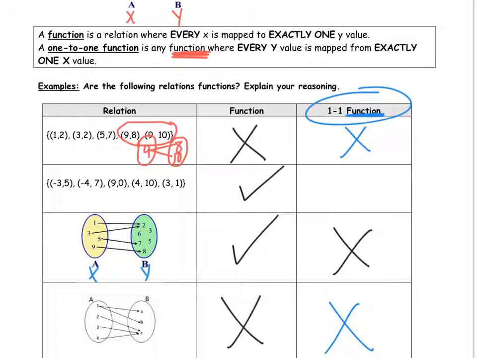Now let's go backwards, starting with the y's. Is there any 1 anywhere else coming from any other place? No. Are there any other 10s coming from any other place? No. No more zeros, no more 7s, no more 5s, so we are good. This one is a one-to-one function.